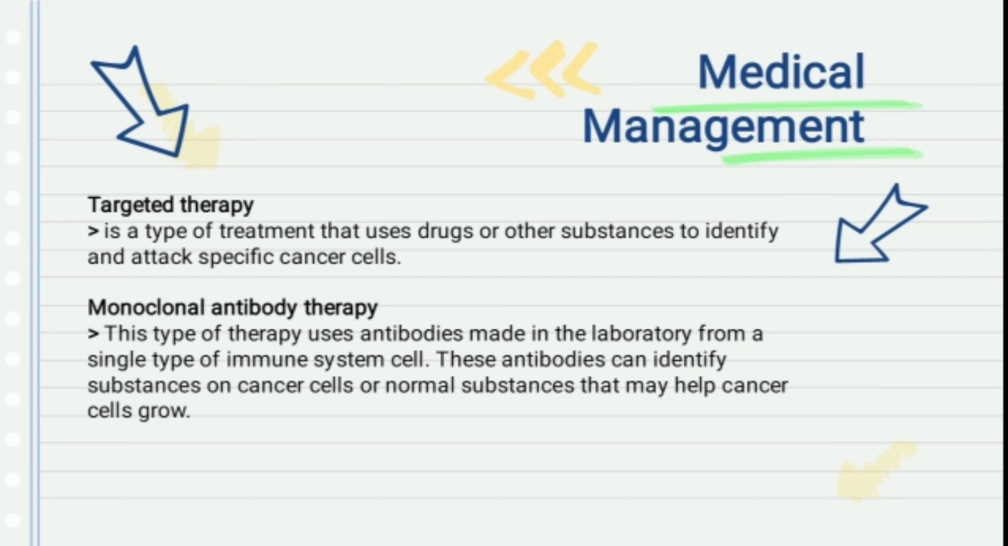So the antibodies attach to the substances and kill the cancer cells, block their growth, or keep them from spreading. So the monoclonal antibodies are given by infusion. They may be used alone or to carry drugs, toxins, or radioactive material directly to the cancer cells. So those are the medical managements for gastric cancer.